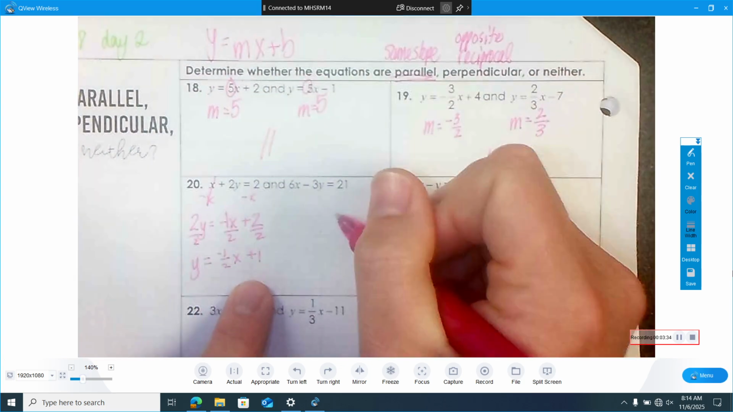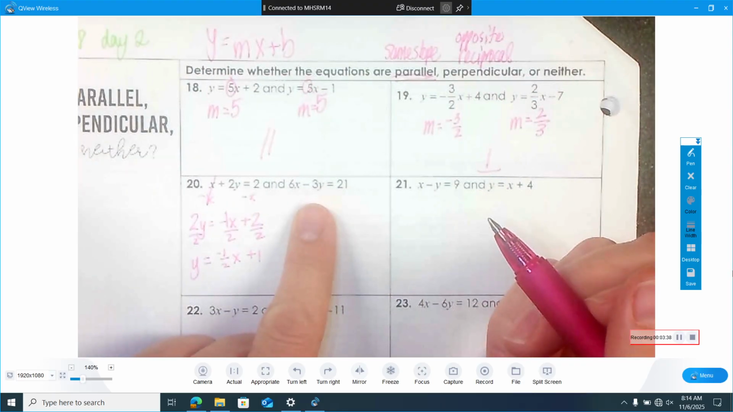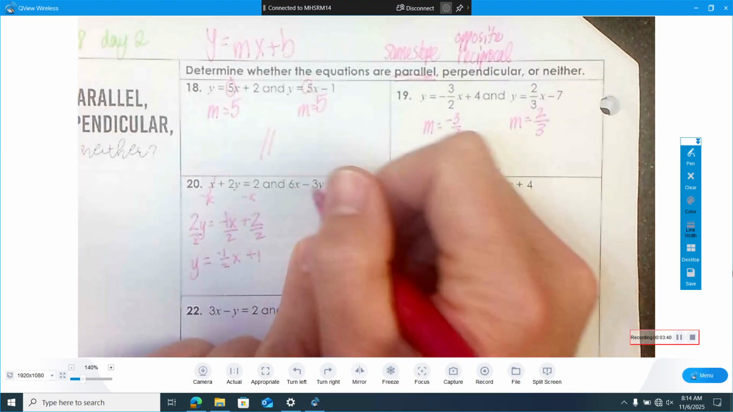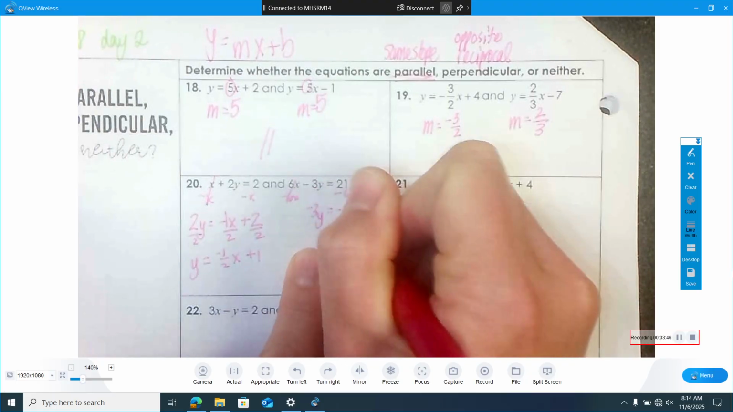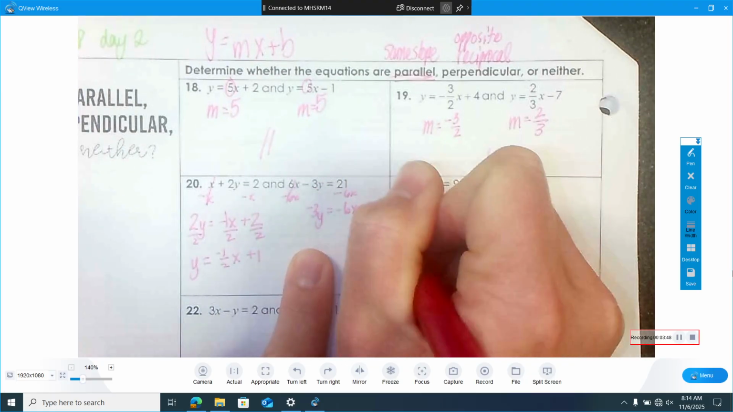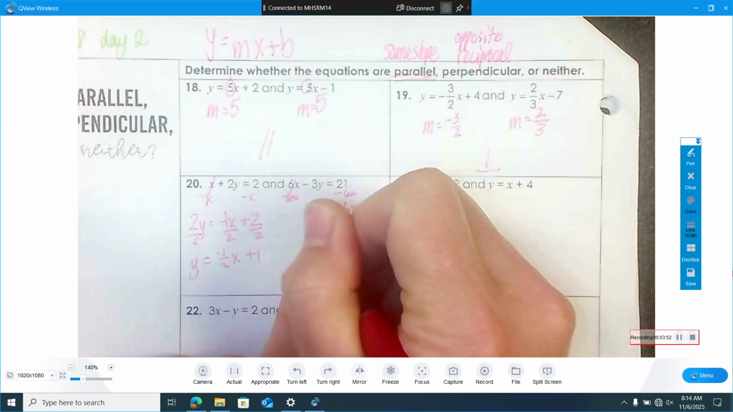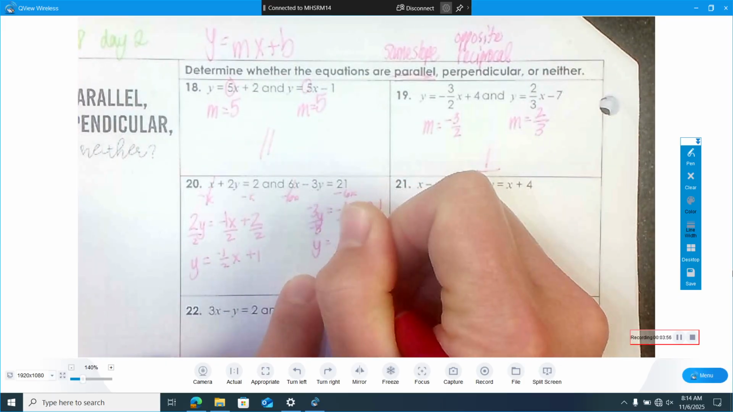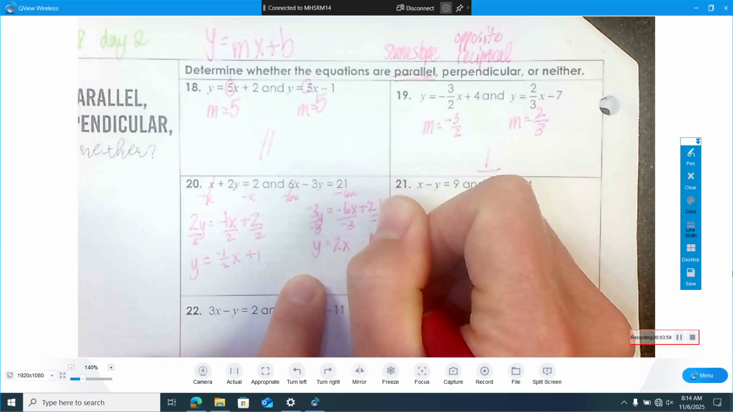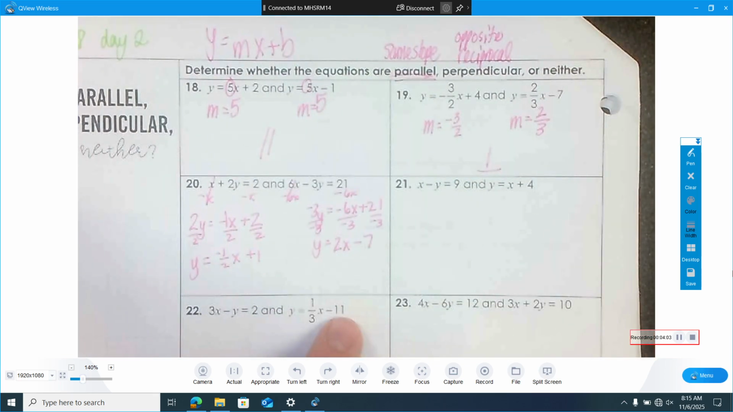And then our second equation, what do we need to do to solve for y? Minus 6x. So we get negative 3y equals negative 6x plus 21. And then we need to divide everything by negative 3. So we get y equals positive 2x and a negative 7. Positive 21 divided by negative 3.